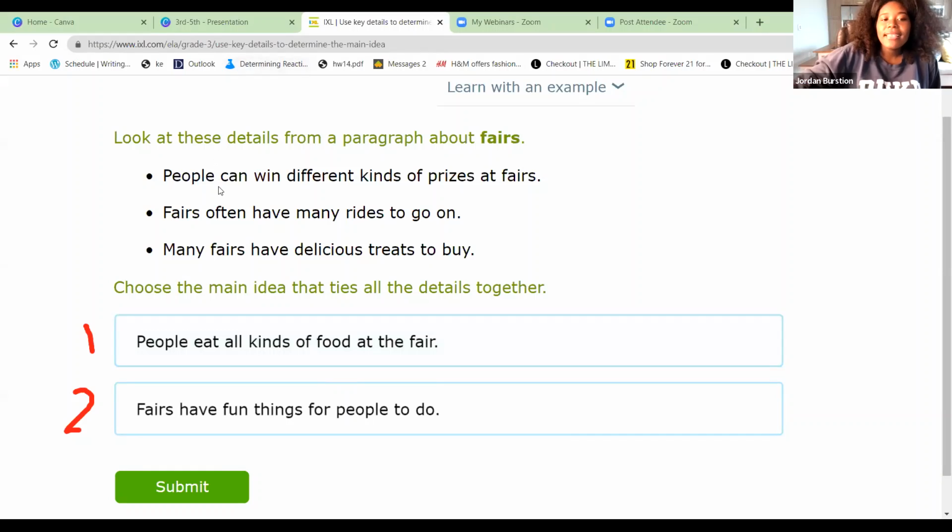Awesome. So it says, people can win different kinds of prizes at fairs. Fairs often have many rides to go on, and many fairs have delicious treats to buy. The main idea is fairs have fun things for people to do. If we pick the first one, people eat all kinds of food at the fair, we would be ignoring the first detail and the second detail. But the third one includes prizes, rides, and treats because those are all fun things to do. Great job, y'all.